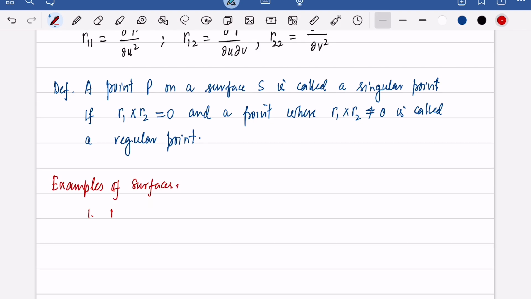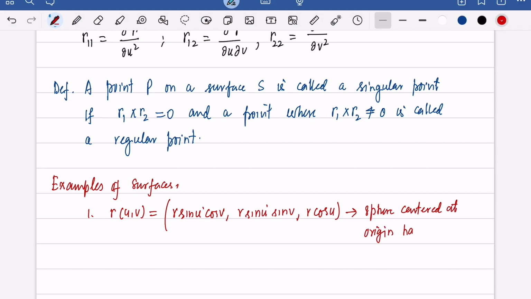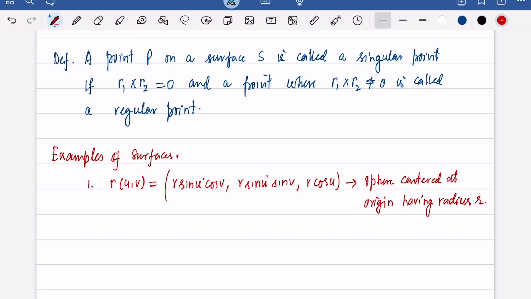We take the first one as r of (u, v) equal to (r sin u cos v, r sin u sin v, r cos u), which is a sphere centered at the origin having radius r. If we put r equal to 1, then we get the unit sphere. And second, we will take another representation of a unit sphere, which is a little bit unusual.